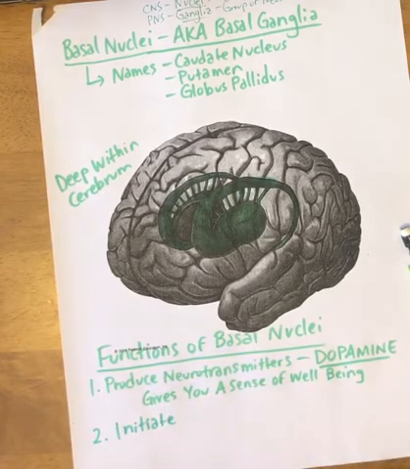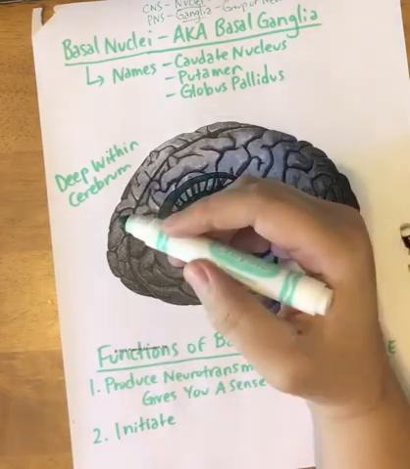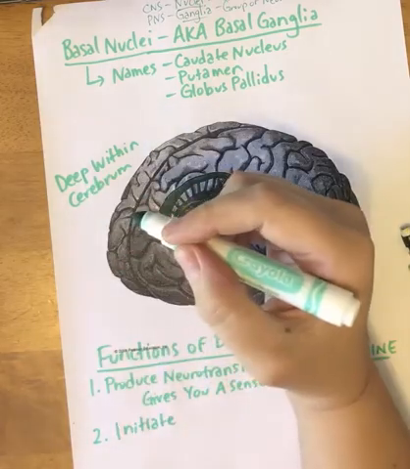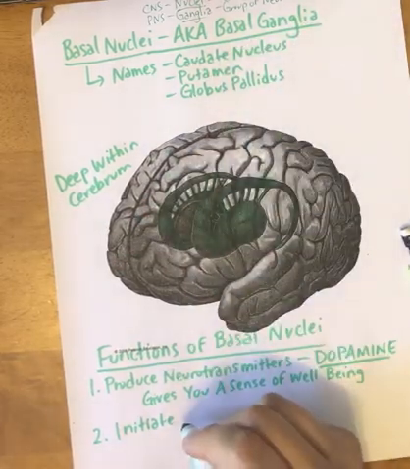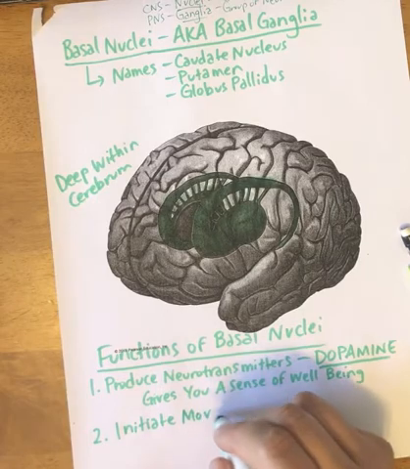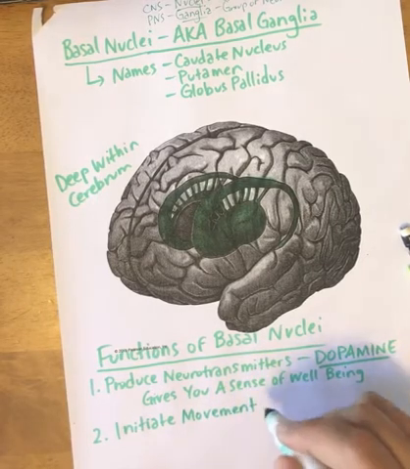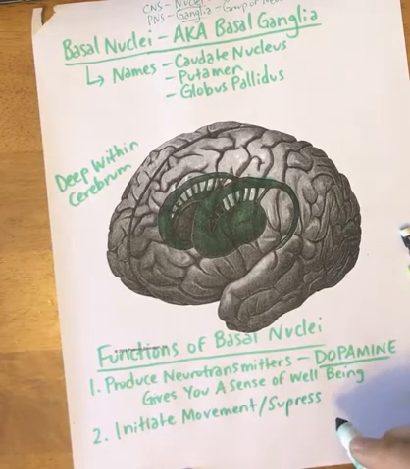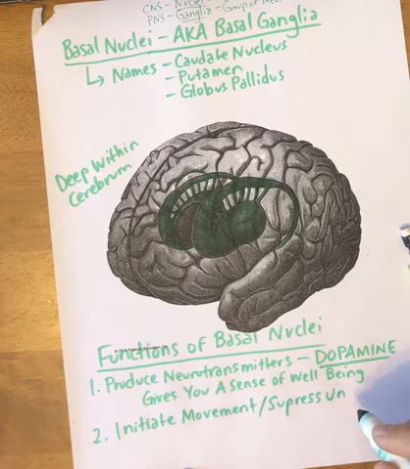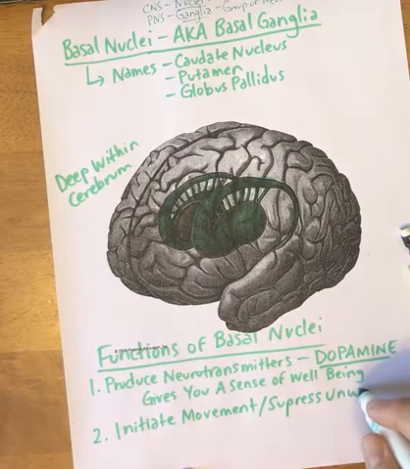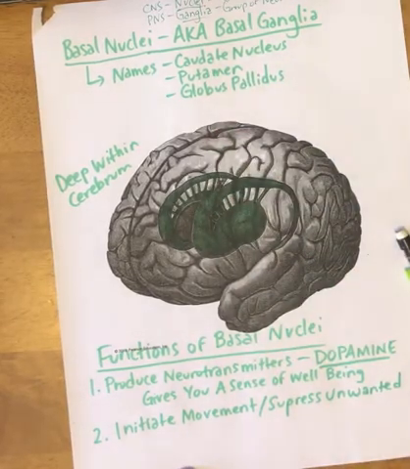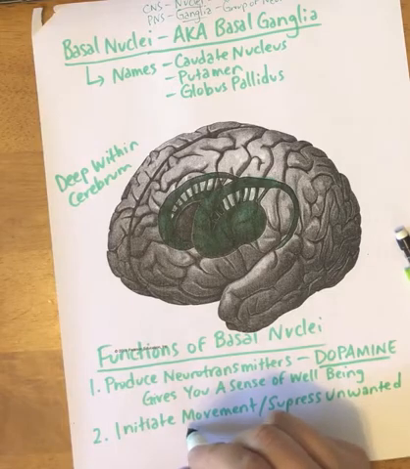Now, the second function is that it helps you initiate movements, to start moving. Someone whose basal ganglia has disintegrated sometimes has a hard time starting to move. Initiate means the start of movement. But these are also going to suppress unwanted movements. Like if you have a tic where your head moves and you don't want it to move, the basal nuclei prevent unwanted movements.